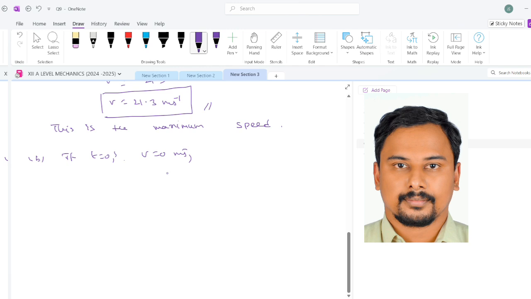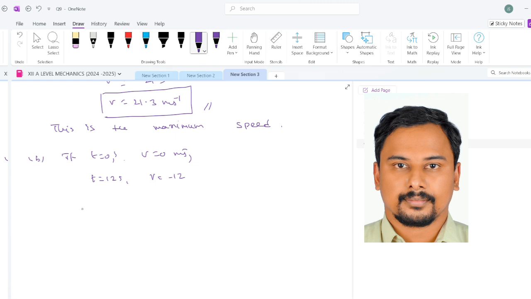But if you take the maximum value, time t equals 12 seconds, then what happens to the velocity? You will get minus 12 meters per second. So what is the maximum speed we got in the above equation? 21.3 meters per second. How did we get the 21.3? By taking acceleration as 0.